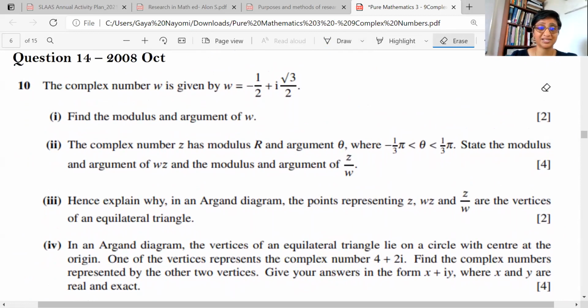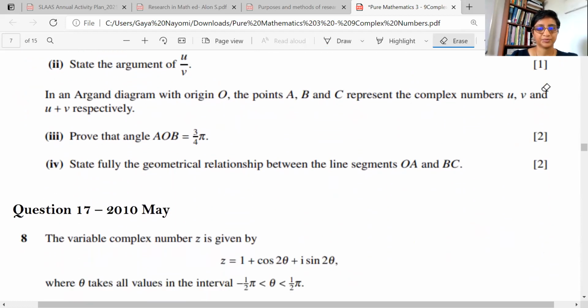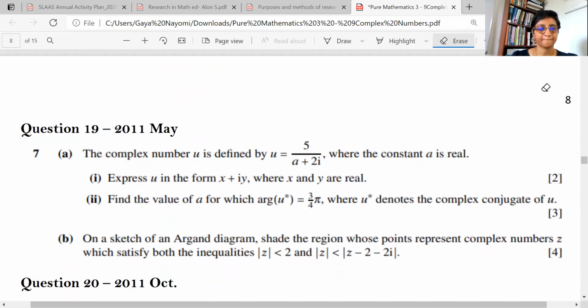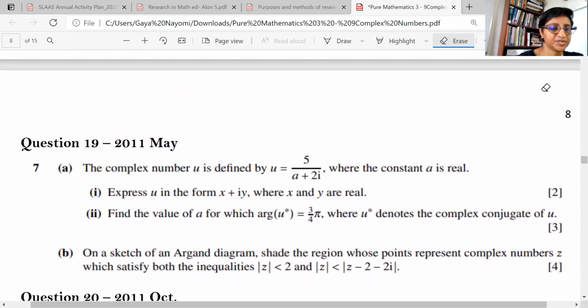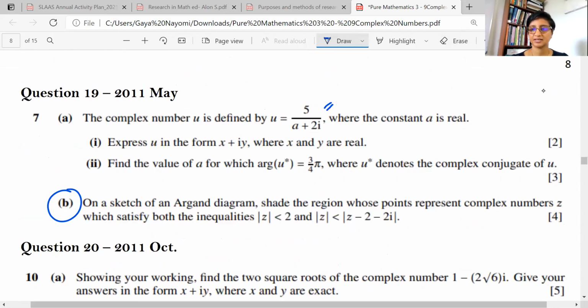We should do full questions. Okay, do this part. Question number 19. Again, you need to find this. Oh, you need to find A also. No, you don't need any of that. Just do part B. This is question number 19. Both inequalities and this. Okay. Just do part B.